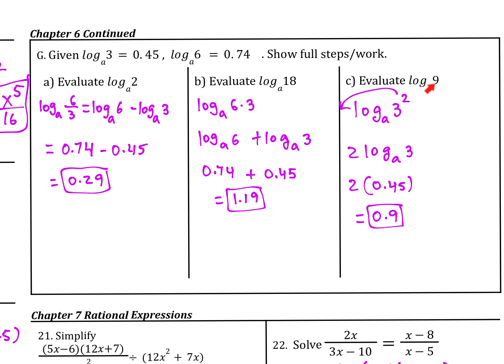Change this log 9 as 3 to the power 2. Move the 2 in the front by the property of power property. We can write here power property. As I already wrote the quotient property, but I didn't write the power property yet. That means that 2 times log a3. Log a3 is given as 0.45. Multiply with 2 to get the answer.